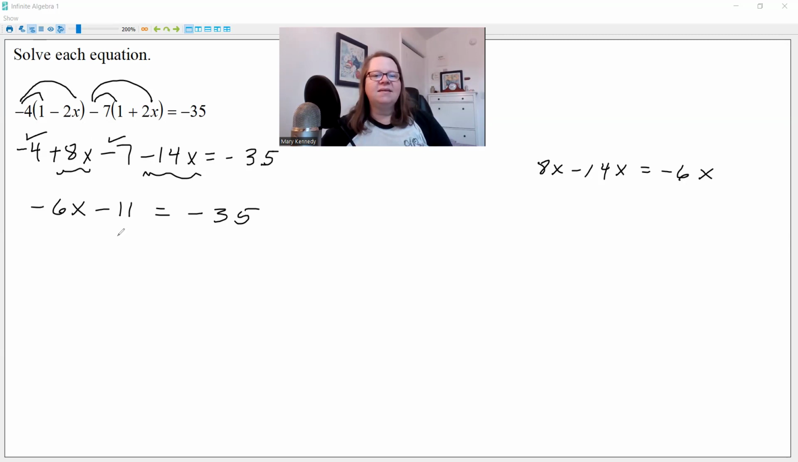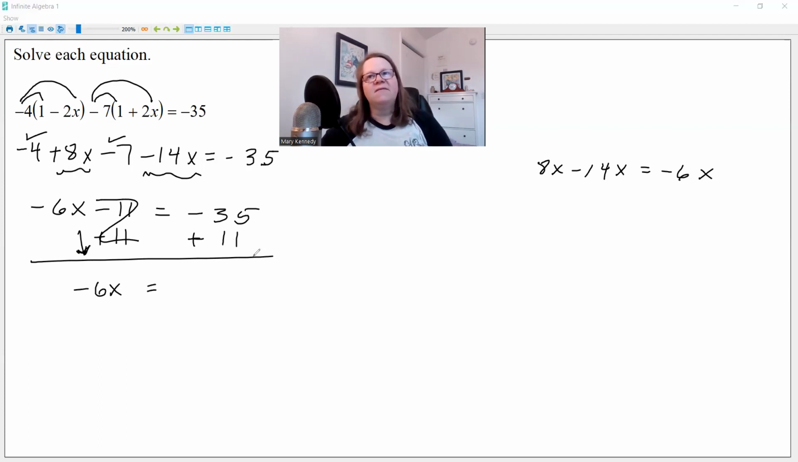So now I'm ready to start moving stuff to the other side. Well, in this case, I want to add 11 because I want my numbers to be on the same side of the equation together. So I add 11 to make this 0. That way, the only thing left on the left side is -6x. This is an arrow. I'm just bringing that down. -35 plus 11 means I subtract and I keep the sign of the larger number. So negative, I know my answer is negative, and that's 24.